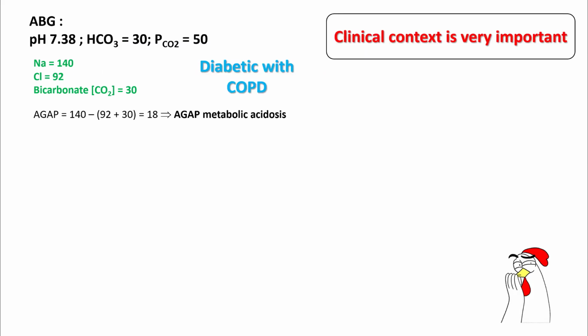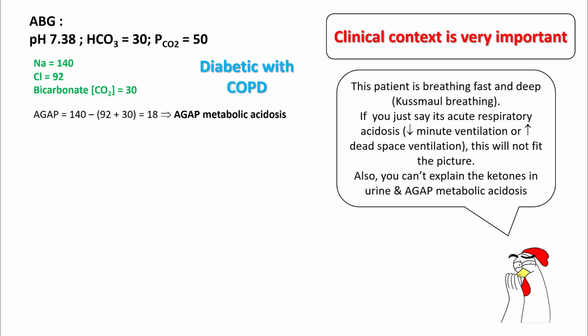Our other patient, a diabetic with COPD, has anion gap metabolic acidosis, as his anion gap is 18. This patient is breathing fast because of the acidosis. He's possibly having Kussmaul breathing. If you read this ABG without clinical context, you would assume that this is acute respiratory acidosis. But you know that acute respiratory acidosis happens if the patient is breathing slow, that means decreased minute ventilation. However, you see this patient is breathing pretty fast, which doesn't match.